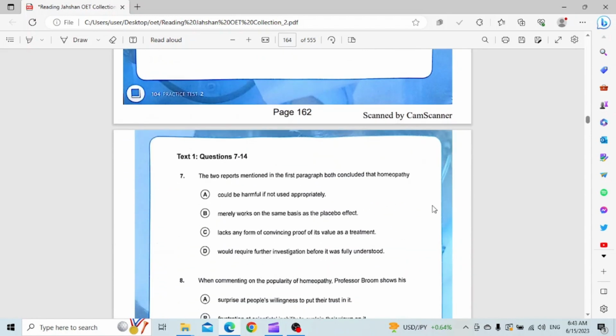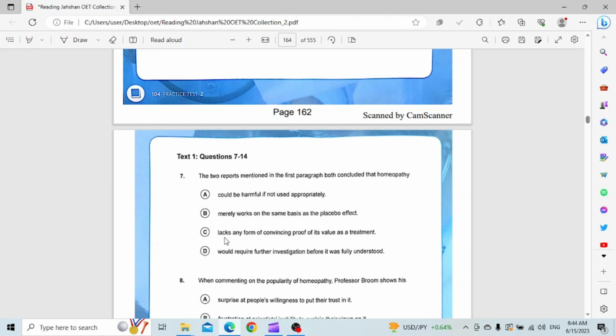It's just by logic. The two reports mentioned in the first paragraph both concluded that homeopathy could be harmful if not used well. That's what I'm talking about, that even the answers of Part C are very easy to exclude. So it will never be A. The second one, merely works on the same basis as the placebo effect. No, they work the same as the placebo, not merely.